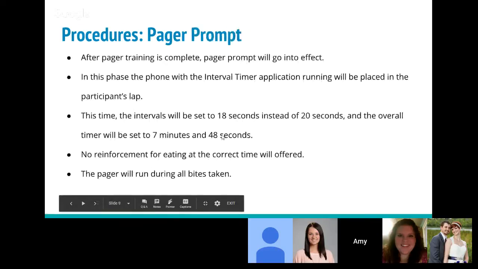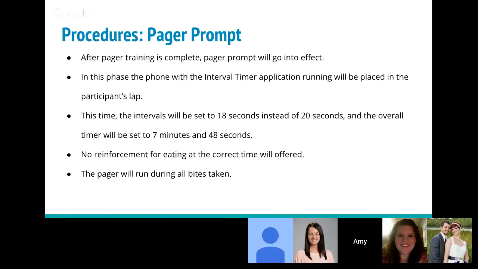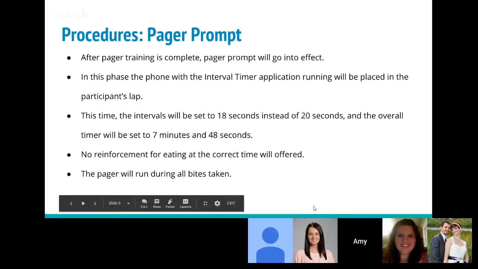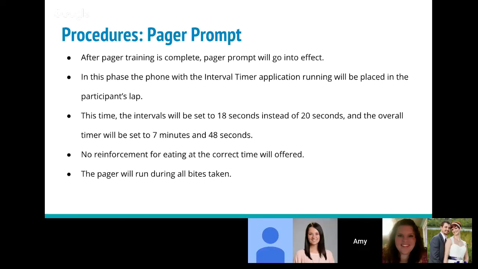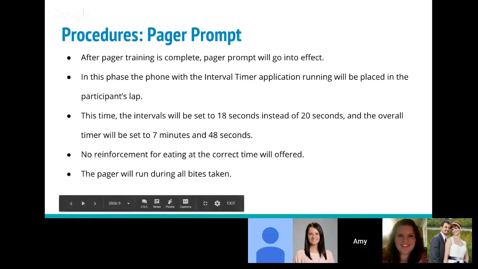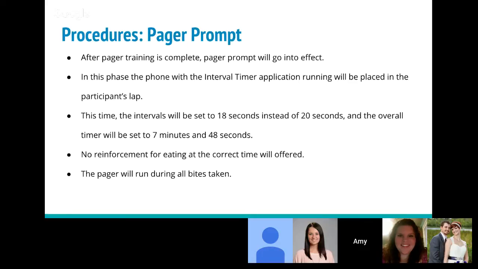For the next phase, the pager prompt phase, after the pager training is completed, the pager prompt will go into effect. In this phase, the phone with the interval timer application running will be placed on the participant's lap. This time, the intervals will be set to 18 seconds instead of 20 seconds, and the overall timer will be set to 7 minutes and 48 seconds. No reinforcement for eating at the correct time will be offered, and the pager will run during all bites taken.